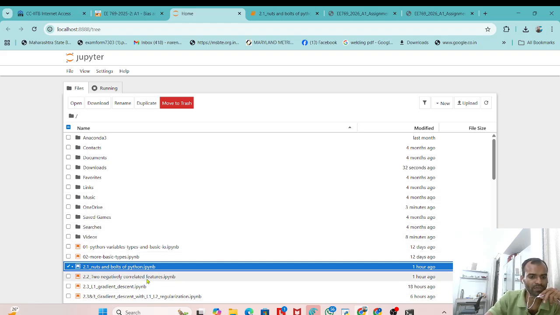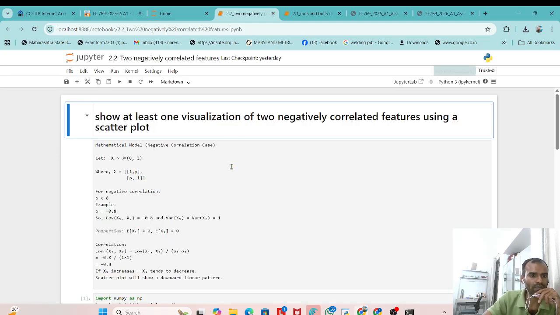The next part is two negatively correlated features. We will show at least one visualization of two negatively correlated features. What is meant by two negatively correlated features? For example, speed is increasing and time is decreasing. Another example: if demand increases, supply reduces, and if supply increases, demand reduces, and vice versa. They are inversely proportional to each other. So how can we understand this relationship?